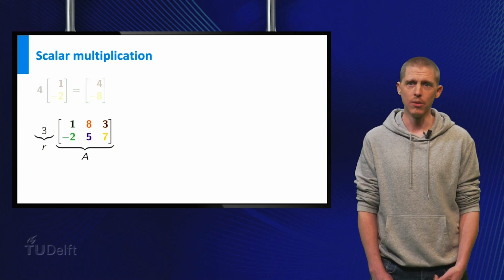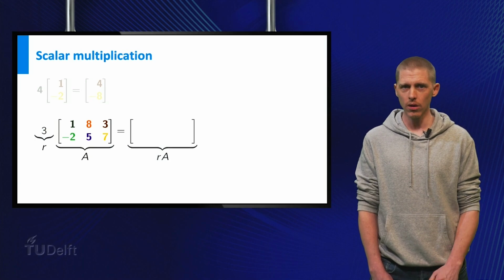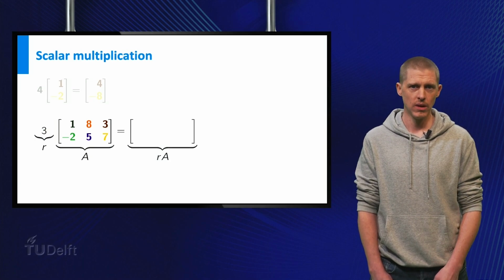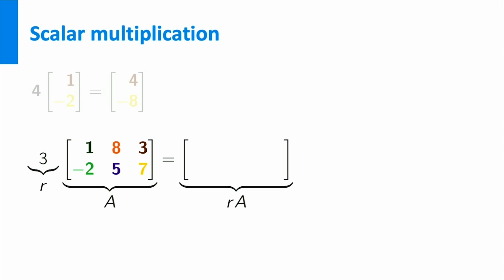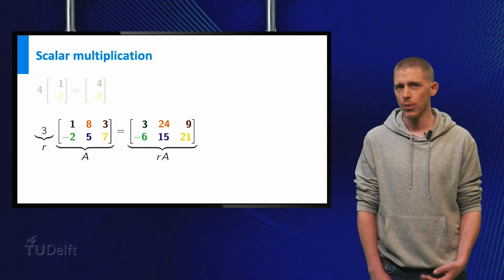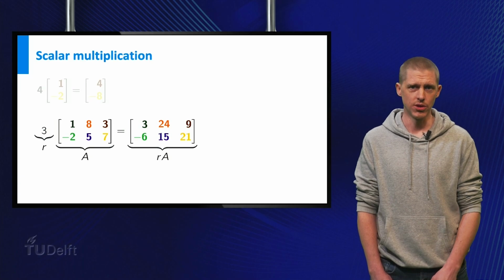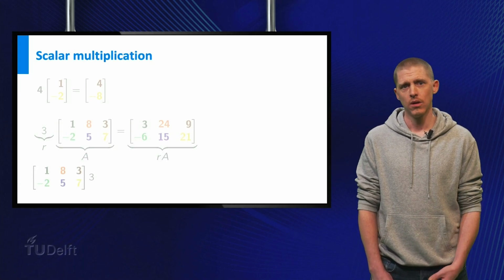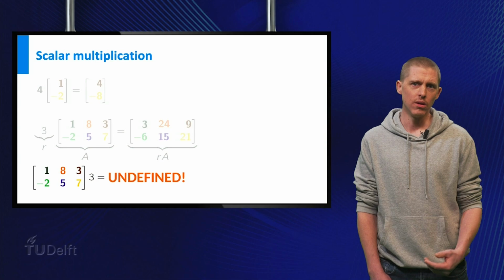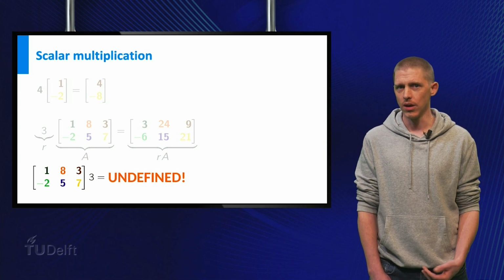You can also multiply a matrix A by a scalar R. The scalar multiple of A by R is the matrix RA, where each entry of A has been multiplied by R. So the value of RA in the first row and first column becomes 3. And the value of RA in the first row and second column becomes 24. And these are the other values. We call this operation scalar multiplication. Note that we write the scalar R in front of the matrix and not behind it.